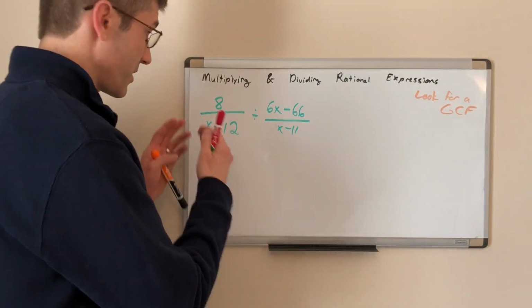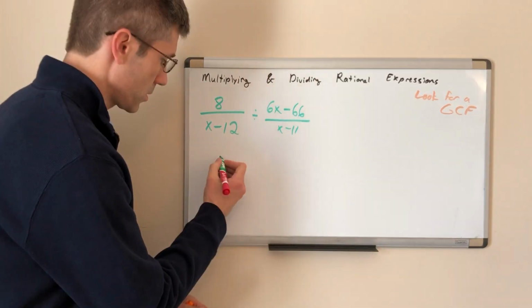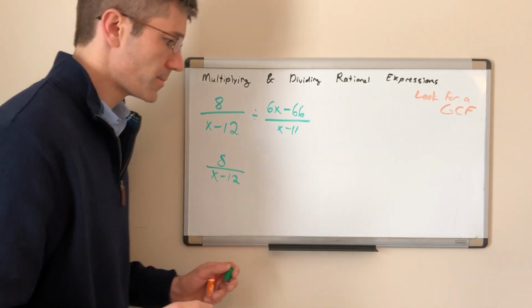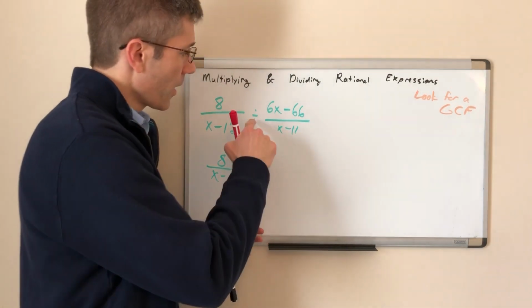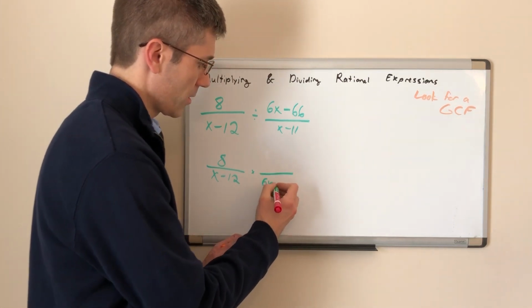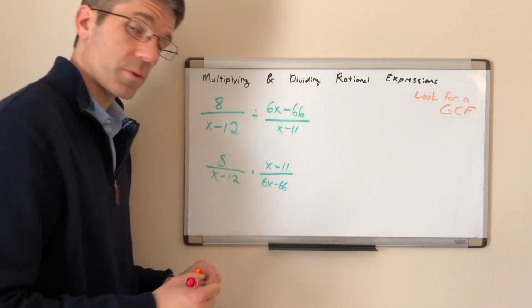So I'm going to keep this. Don't change it. Don't be like, oh, division, I got to flip the first. No. It stays the same. I'll tell you why in a few minutes. Division becomes multiplication if we flip that over and reciprocate it.